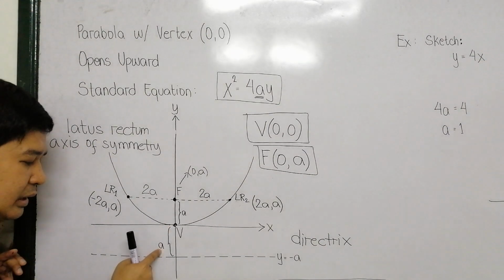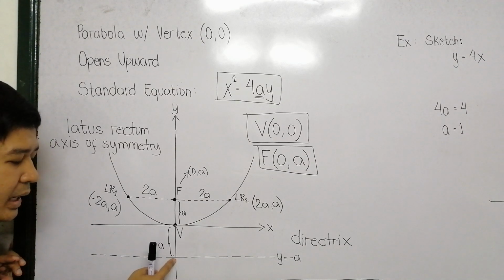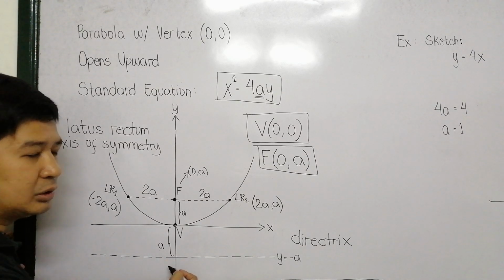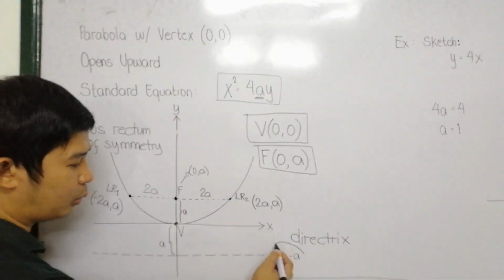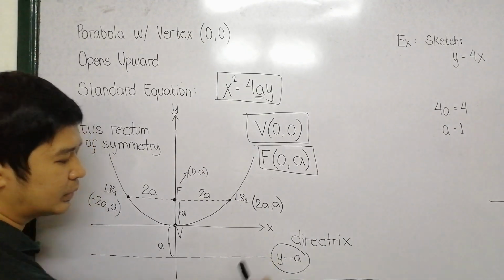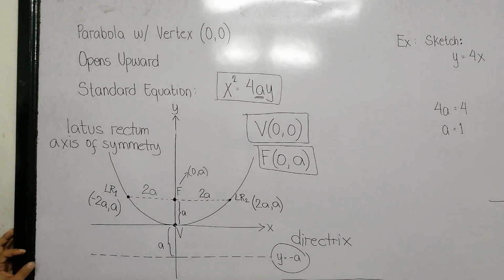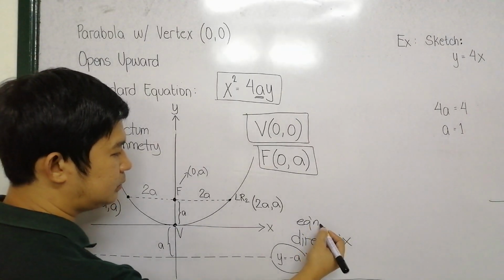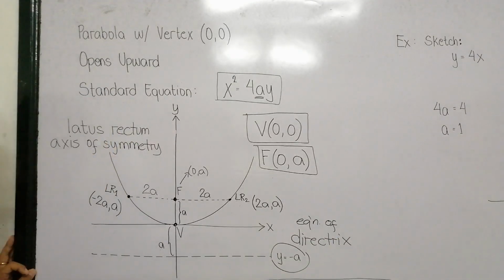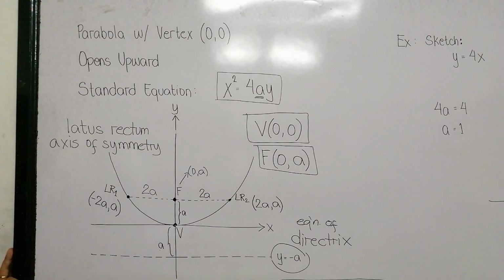Since the distance is A and this is now at the negative y-axis, therefore the equation of our directrix would be, this line has the equation of y equals negative A. So this is now what we call the equation of directrix. So that completes our coordinates and parts of the parabola that opens upward with vertex at 0, 0, and the standard equation is x squared equals 4ay.